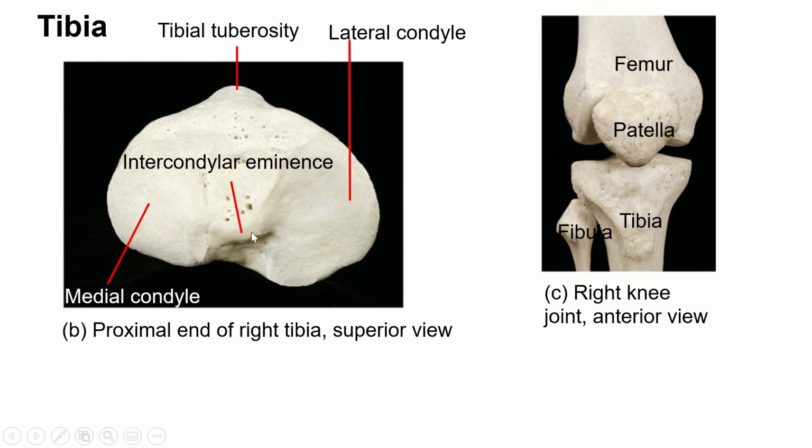Okay, so this is looking at the top of the tibia looking down. So we have the medial condyle, the lateral condyle, the intercondylar eminence, and then you can see that nice tibial tuberosity there. And this is how the knee joint fits together.